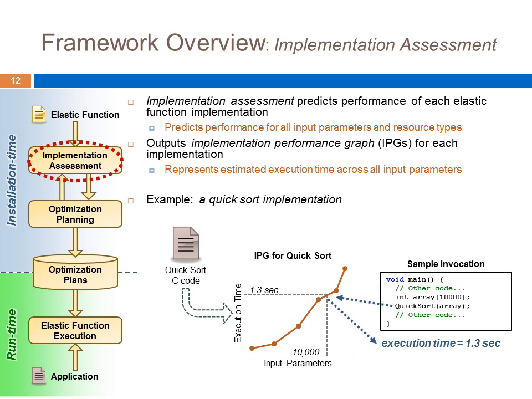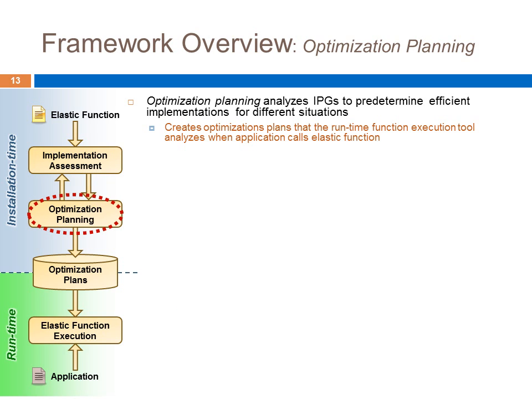So I won't go into the details right now of how we generate this IPG, but the basic idea is we sample different input sizes, measure the actual execution time on each resource, and then interpolate between those samples in such a way that we try to meet a desired accuracy. So after implementation assessment, the framework then performs optimization planning, which analyzes these IPGs in order to predetermine efficient implementations for different situations that can be stored as a set of plans used by the function execution tools when the function gets called at runtime.